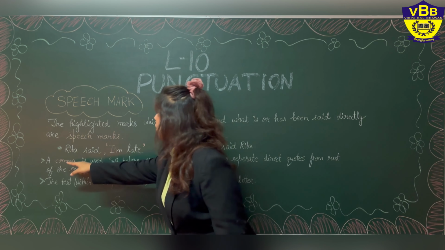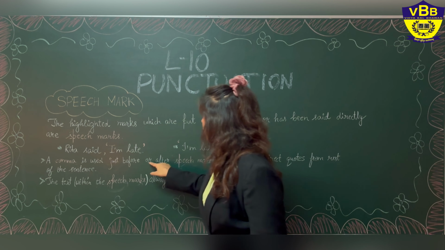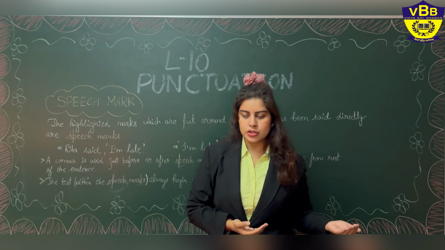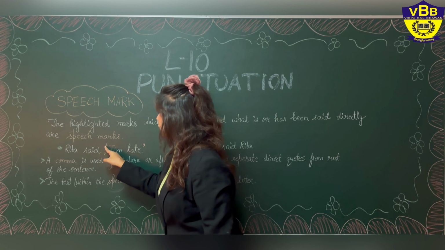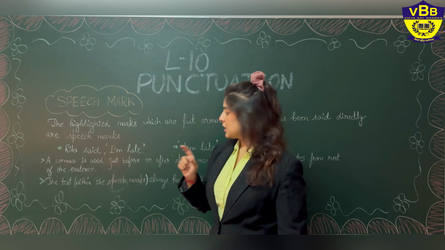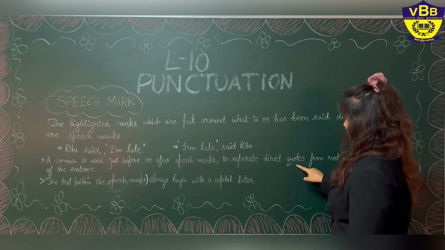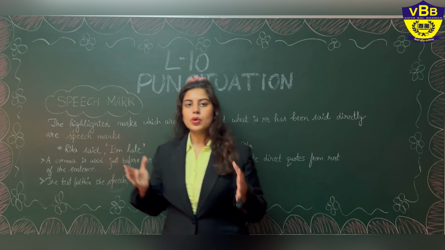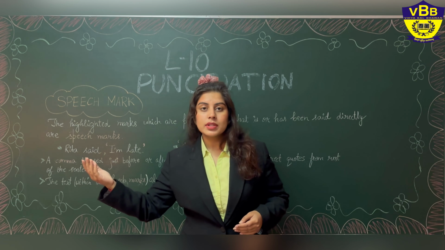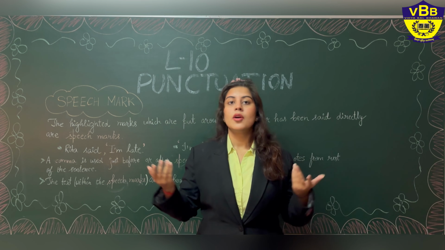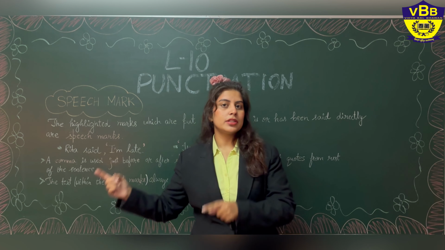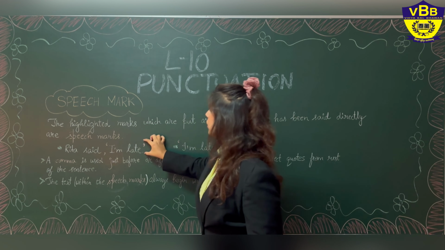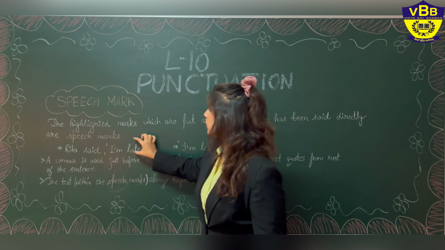Another thing is that a comma is used just before or after speech marks. This is your speech mark. The sentence someone has just told, you are going to put a comma before that and after that, to separate the direct quote from the rest of the sentence. So you put a comma before the speech mark and after the speech mark. Why? To separate it from the rest of the sentence. And the sentence is going to be the full quote. That is going to be a speech mark.